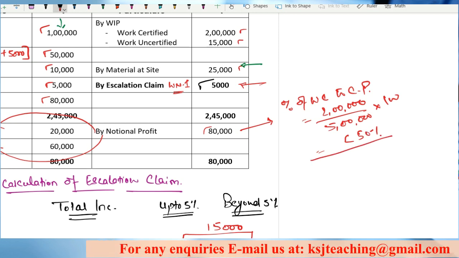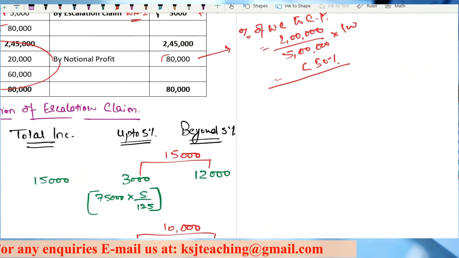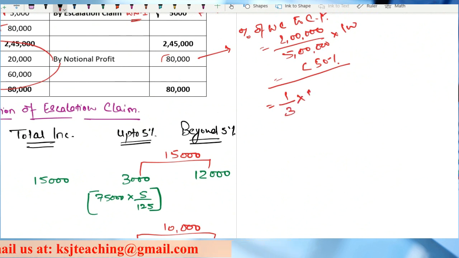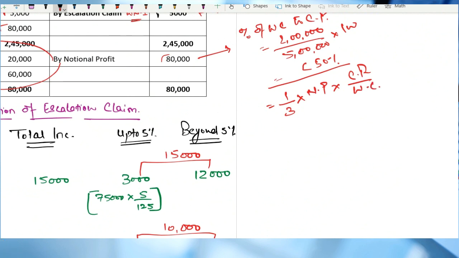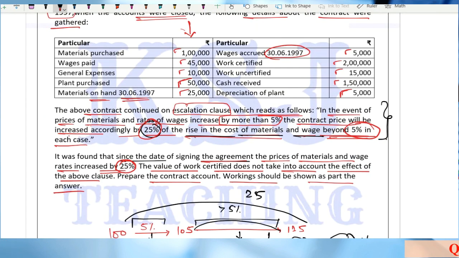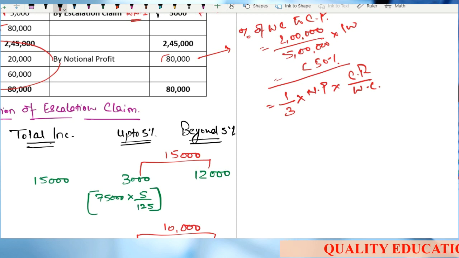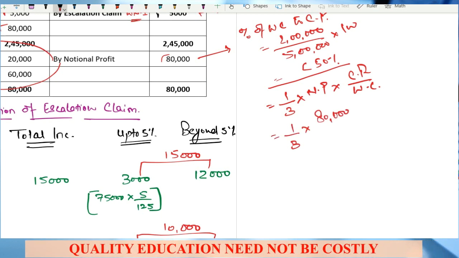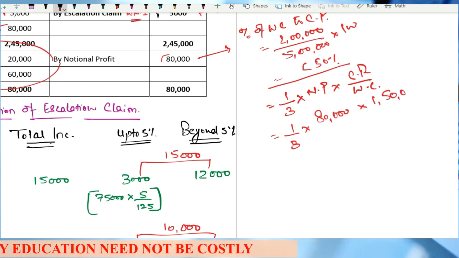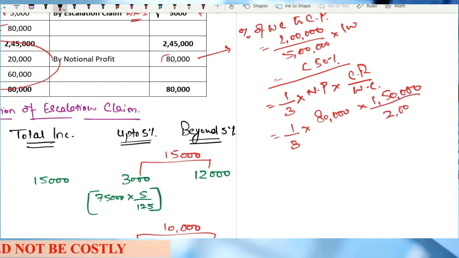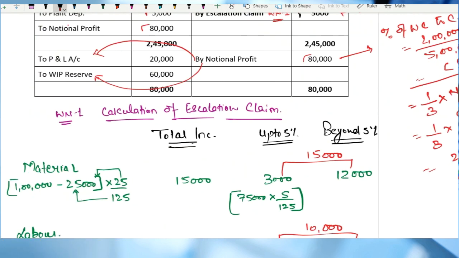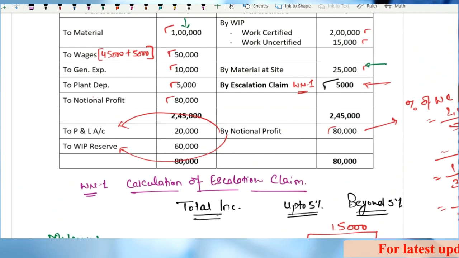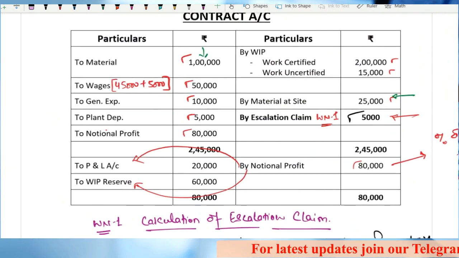So which formula will you apply? Which method you will apply? That is 1/3 of notional profit multiplied by cash received divided by work certified. Cash received is given to you in the question as 1,50,000. So 1/3 multiplied by notional profit, that is 80,000, multiplied by 1,50,000 divided by work certified, that is 2 lakh rupees. So this value will come to 20,000, which you have to take to the profit and loss account, and the remaining will be taken to WIP reserve.